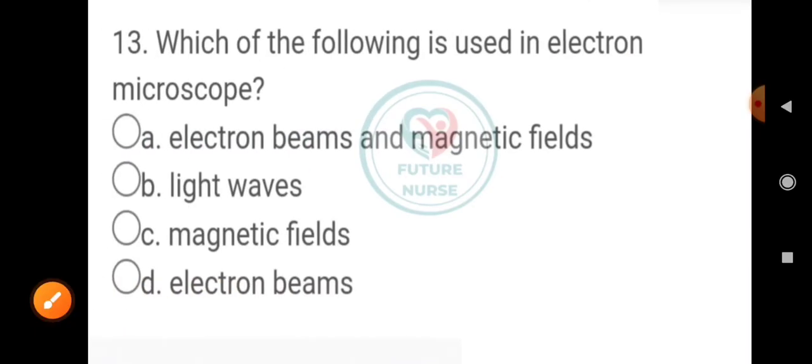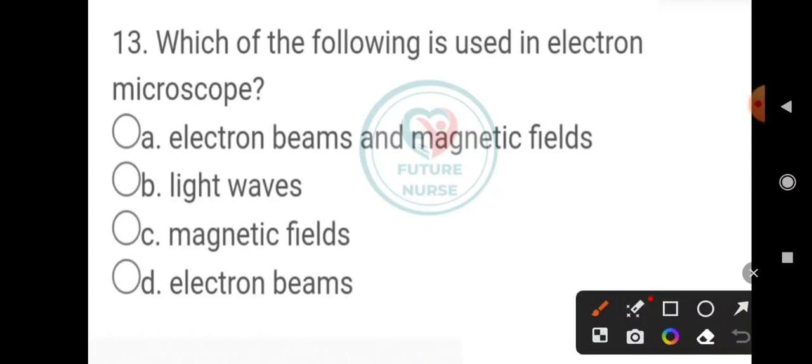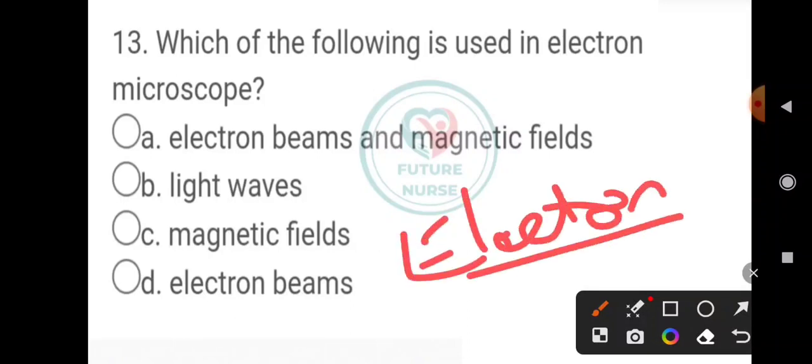Which of the following is used in electron microscope? Electron beams and magnetic fields, light waves, magnetic fields, electron beams. So in electron microscope, which of the following is used? So magnetic fields are the answer.